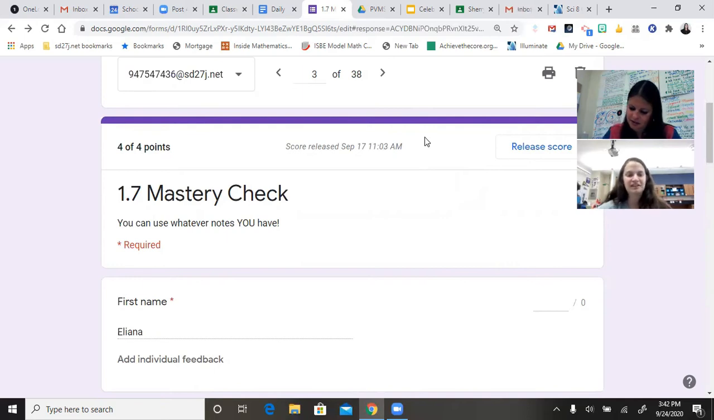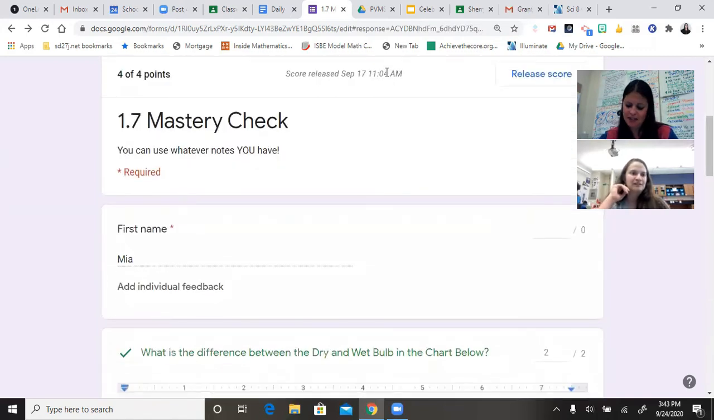Eliana. I agree with that one too. It was frustrating the day before for her, so she ended up coming back the next day a lot stronger and doing the work and practicing it overnight. Good for her. That's what we want to see. Mia, also 4. I also agree with that too.